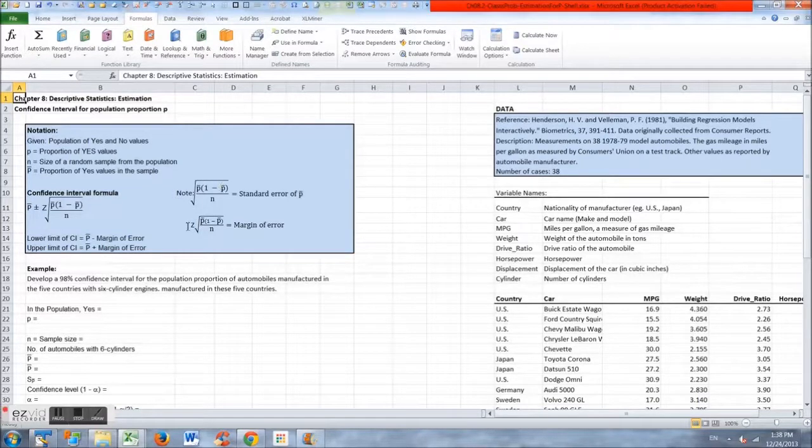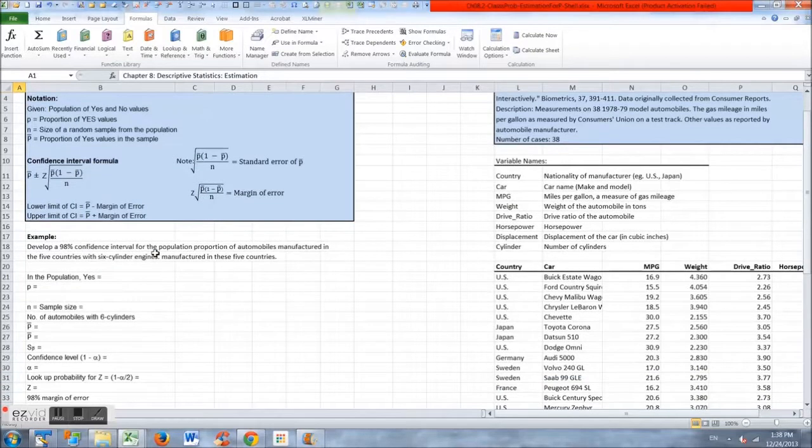So z times the standard error is our margin of error. So the confidence interval is p bar minus margin of error as the lower limit, and the upper limit is p bar plus margin of error. So let's look at how we're going to do this. And this time, since this is for population proportion, we have to set up the formulas one by one. We cannot use data analysis for this.